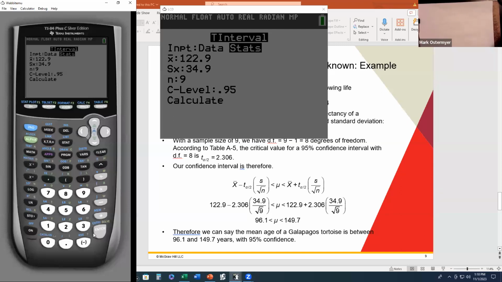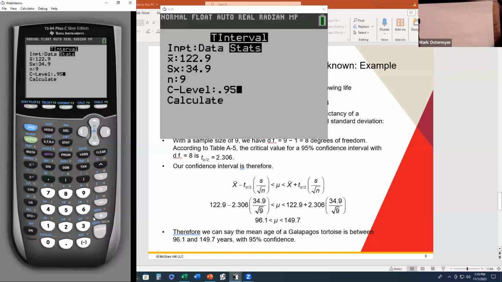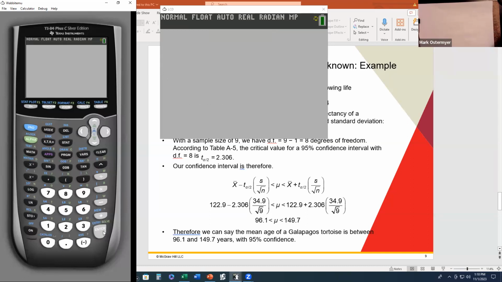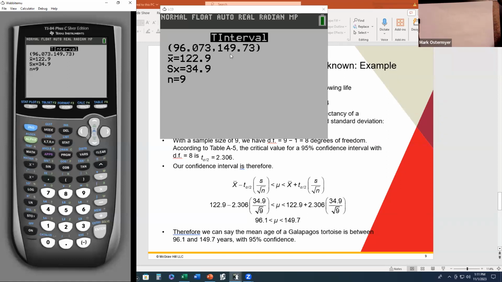All right, anyways, we want a 95% level of confidence here. And we can calculate this interval here. So hit enter. We're going to construct a T interval here. And there it is. From 96.073, which to the 10th place rounds up to 96.1, to 149.7 years would be the 95% T confidence interval for these lifespans. Okay. So do we understand how we built that confidence interval using our T interval function in our calculator?